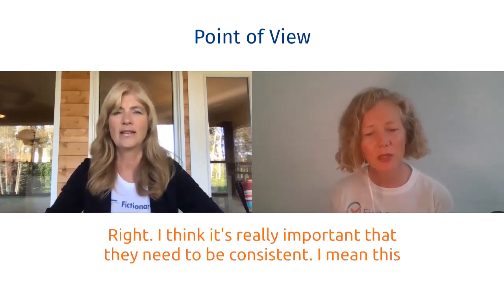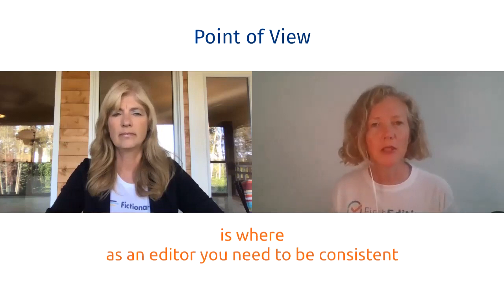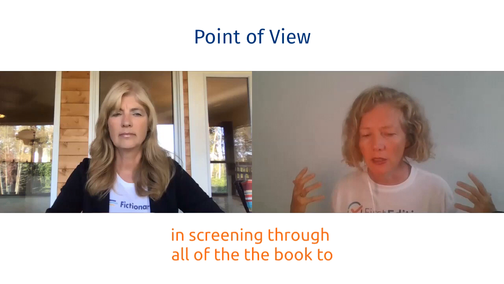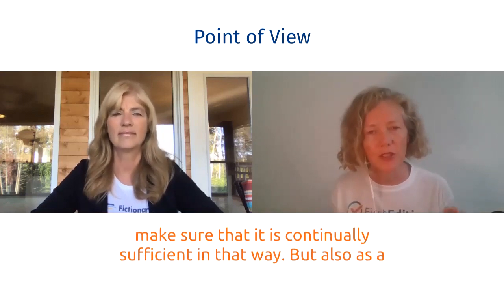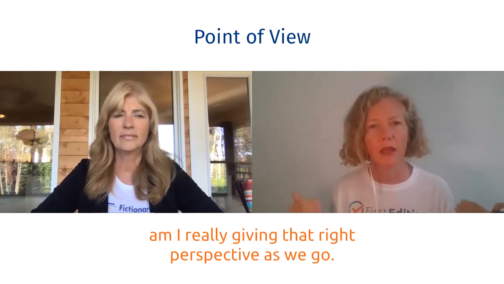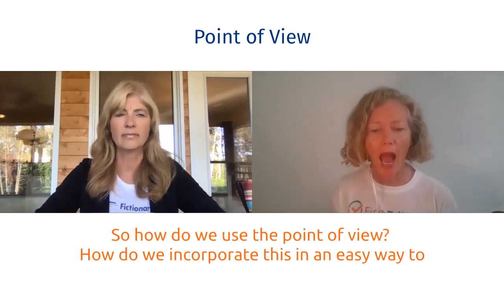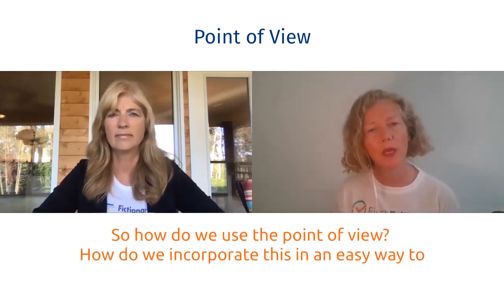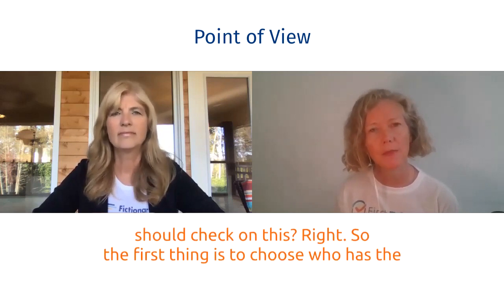Right. I think it's really important that they need to be consistent. This is where, as an editor, you need to be consistent in screening through all of the book to make sure that it is continuously sufficient in that way, but also as a writer to go back in and question yourself again and again. Am I really giving that right perspective as we go? So how do we use the point of view? How do we incorporate this in an easy way to check on this?